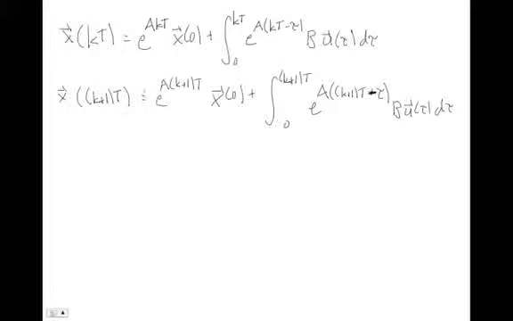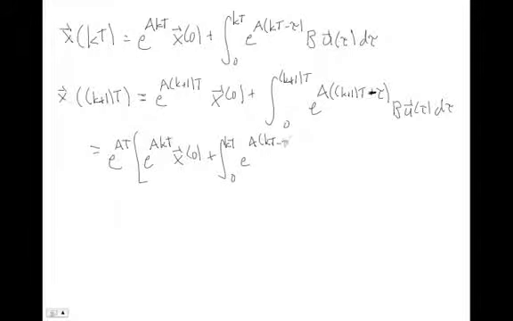Then I start repackaging stuff. This is equal to, after I repackage, e to the A T times [e to the A kT x naught plus this integral from 0 to kT of e to the A (kT minus tau) B u at tau, d tau] in brackets. So I've factored that e to the A T out. Why do I want to do that? When I factor that out, look at what I have in between these brackets. It's this top equation. This stuff in the brackets is x at sample kT. That's just one term, and I haven't finished because I've broken this up, so I need to keep continuing this factoring.